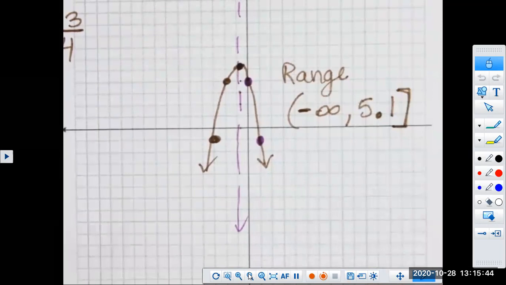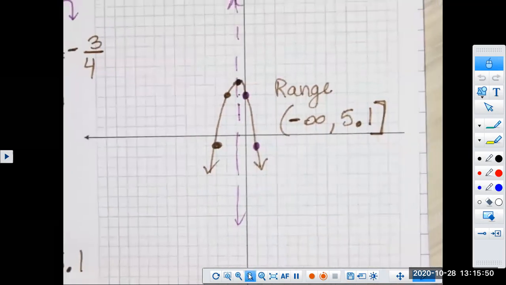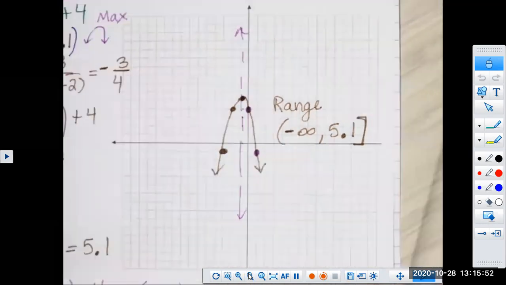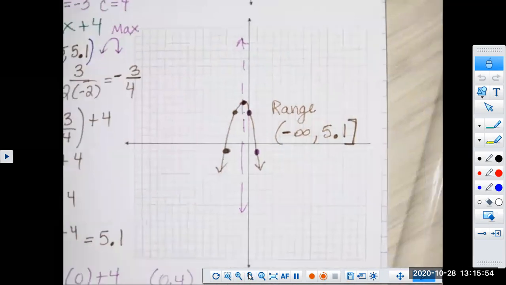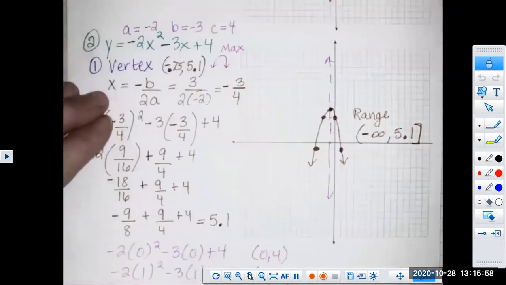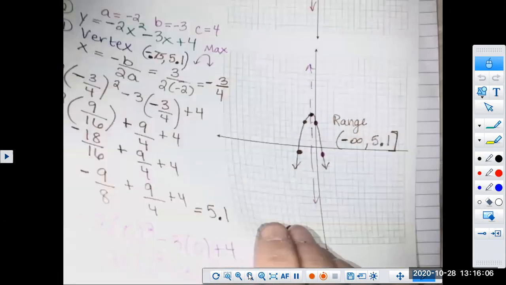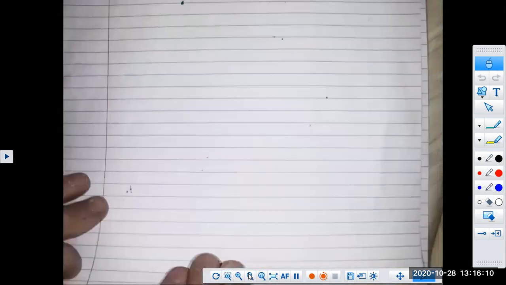Okay, questions? Don't you guys love graphing quadratic functions? Especially with decimals, fractions? All right, the next part of what we're going to look at is more of the algebra part. If you need to see another graphing one, I will do that with you later.